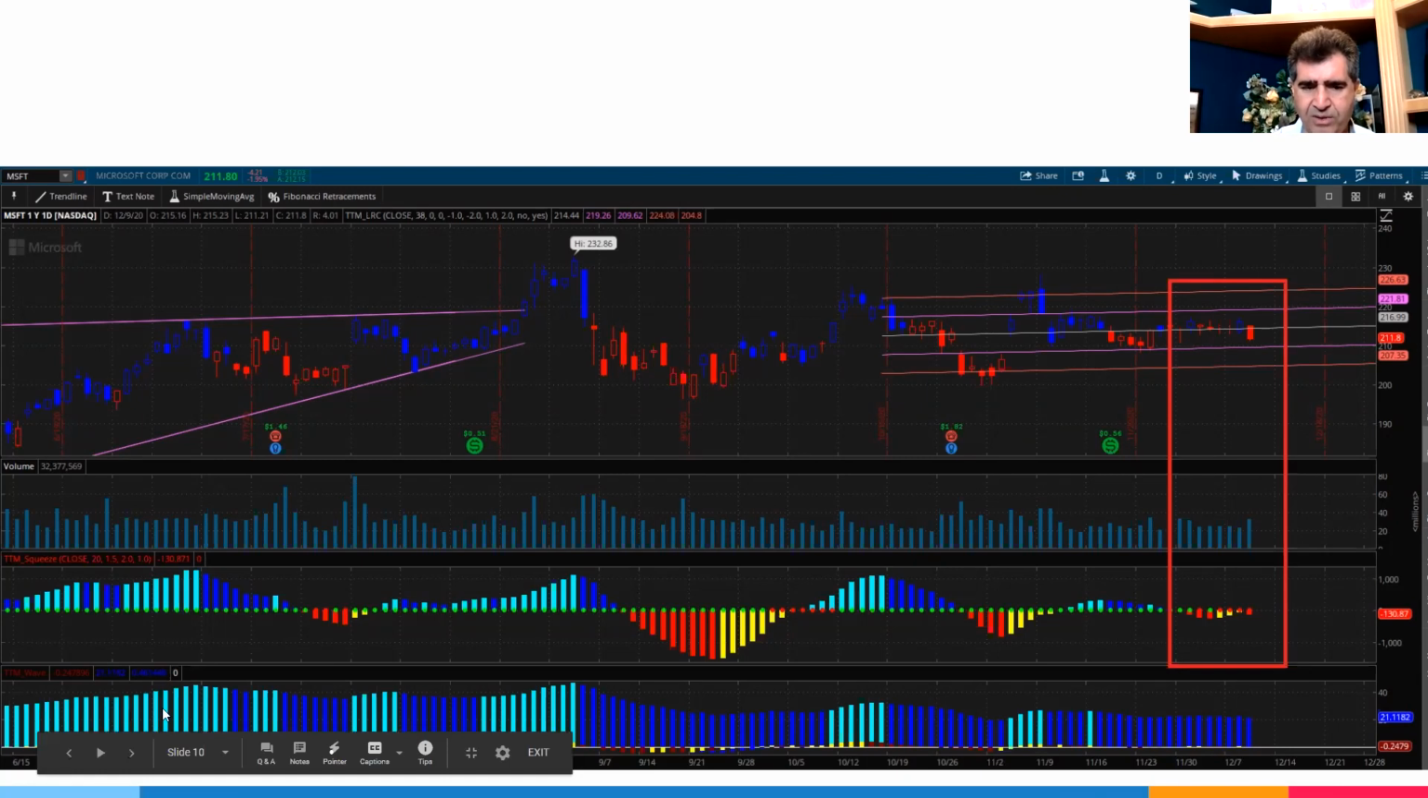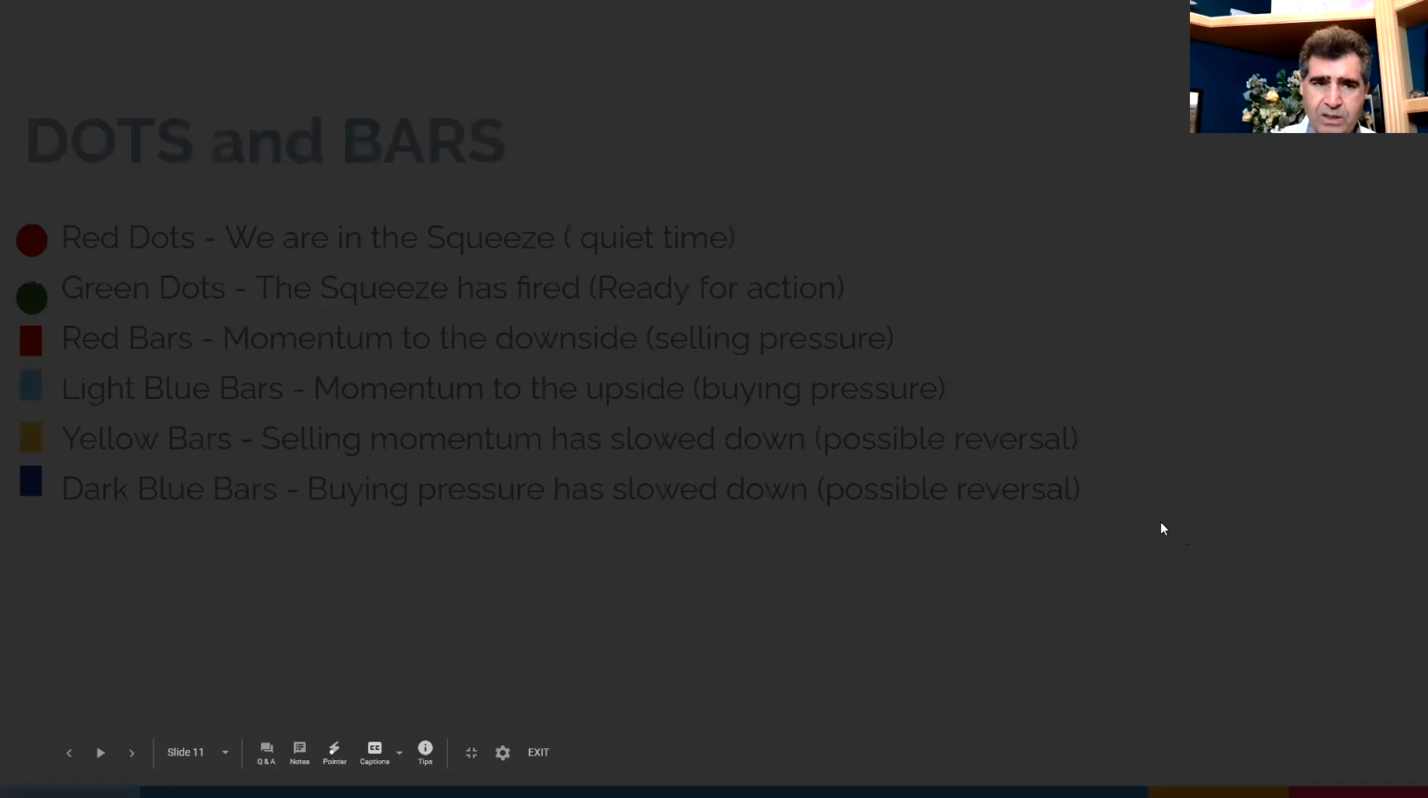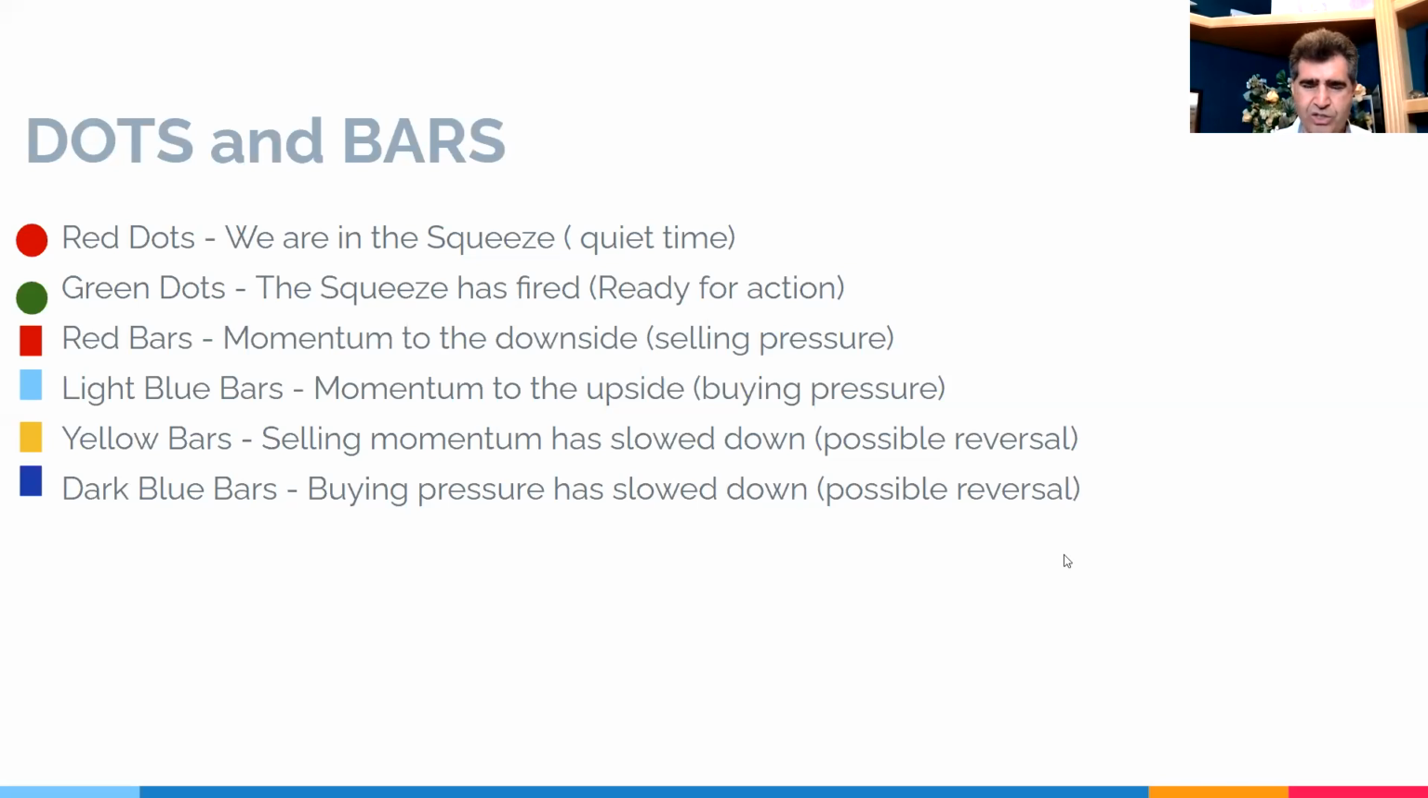If you go back to April and May, it has been there, but there is no confirmation of what I could do. So let me just again let you know what these bars mean. When there's a red dot, that means we are in a squeeze. It's a quiet time, but something could happen. Green dots mean the squeeze has fired. It's ready for action. Depending on the bars, that's the direction you're going to take.